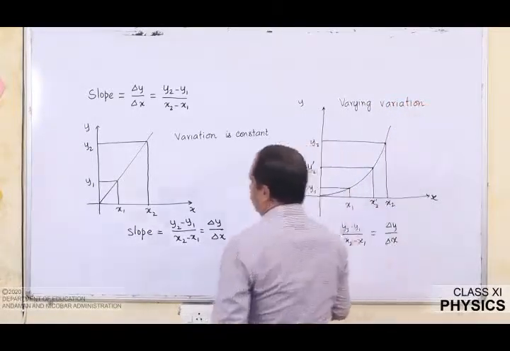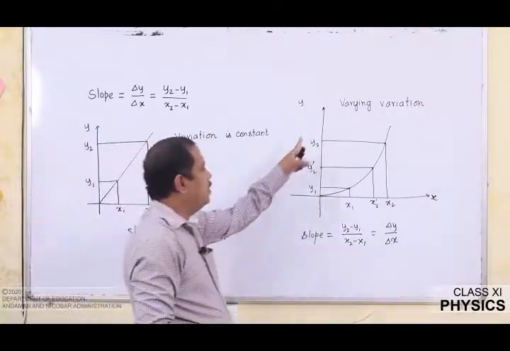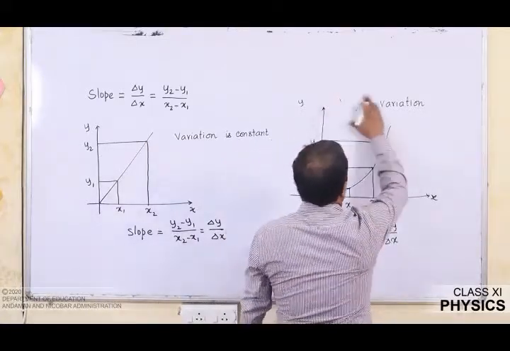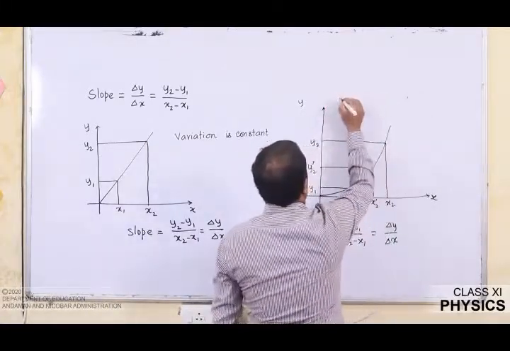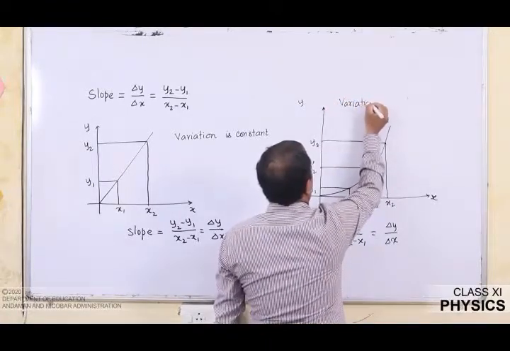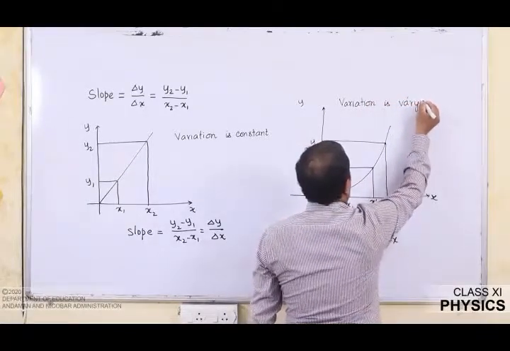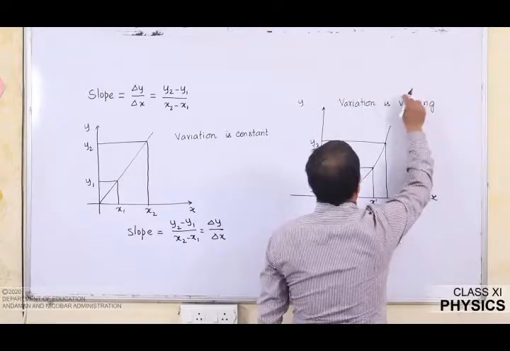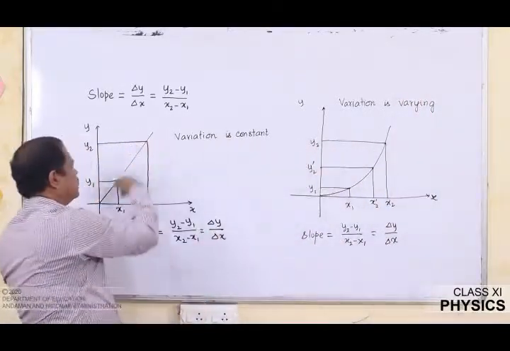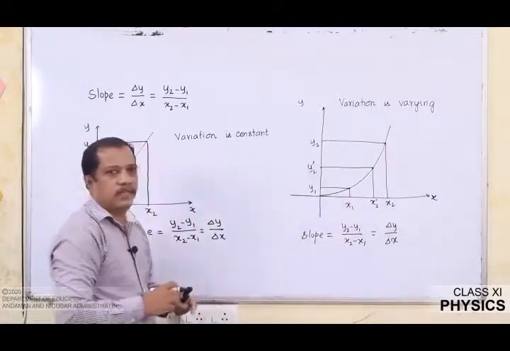So, two types of graph. If it is a straight line, variation is constant, but here if I have a curve, I say varying variation, otherwise I would say that variation is varying. These two terms will give you a clue. So, variation is constant, variation is varying. When it is a straight line, constant. When it is a curve, the variation is varying.